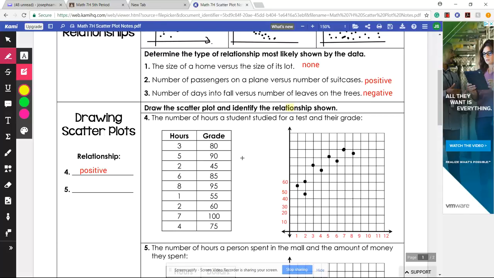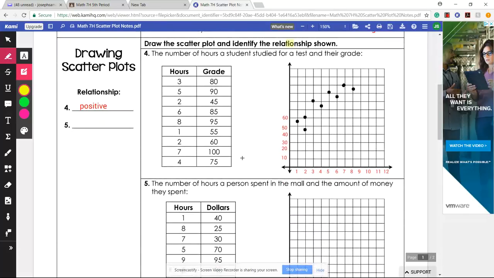Now we're going to go ahead and practice drawing our own scatter plot, which we will have to do, and we will also have to analyze our own scatter plot, which we will do down below. So if you look at this particular example, we're plotting the number of hours a student studied for a test and the grade that they received.